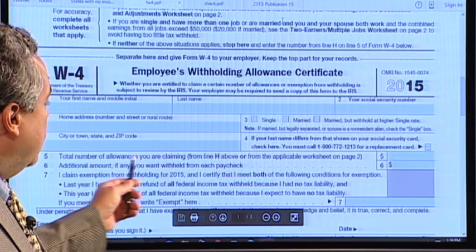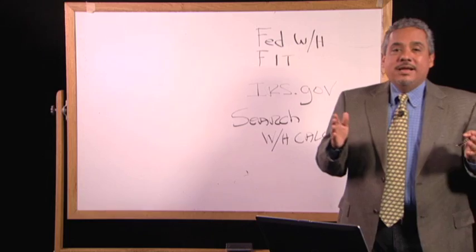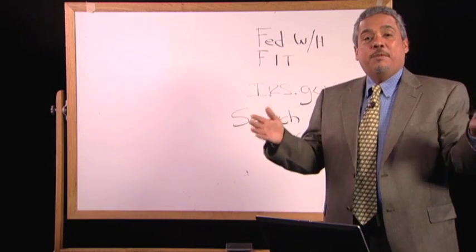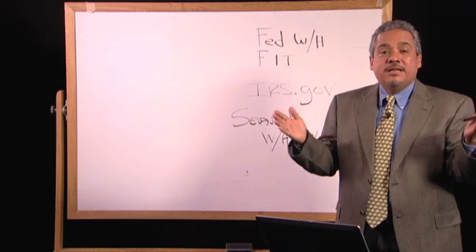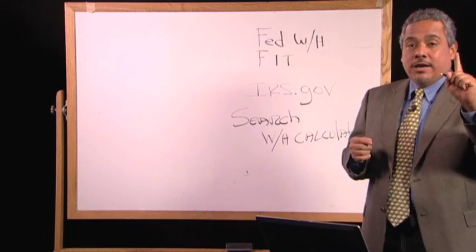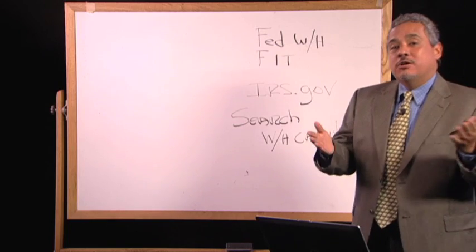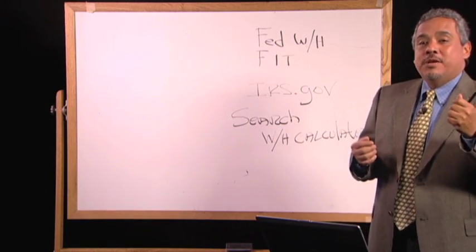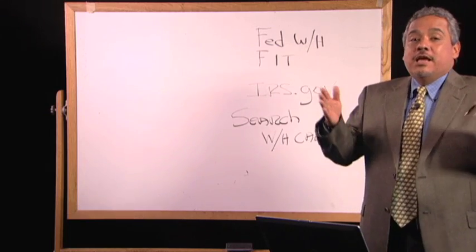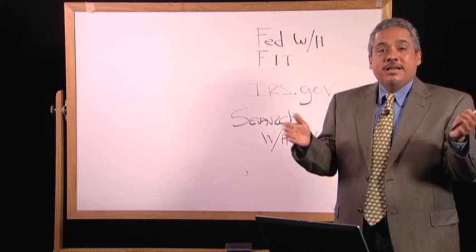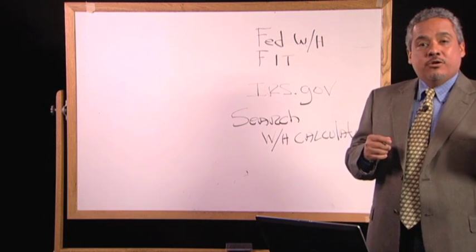So here it says total number of allowances you're claiming, and it refers to the worksheet, but usually in most cases, an allowance is your dependents, including yourself. So if you're single and don't have any kids, really you should be putting single and one, because you should be claiming yourself as an allowance. If you're single and you have 2 kids, well then you should be claiming single and 3, yourself and your 2 kids. If you're married and let's say you don't have any kids and only one spouse worked, then you would put married and 2 for yourself and your spouse.